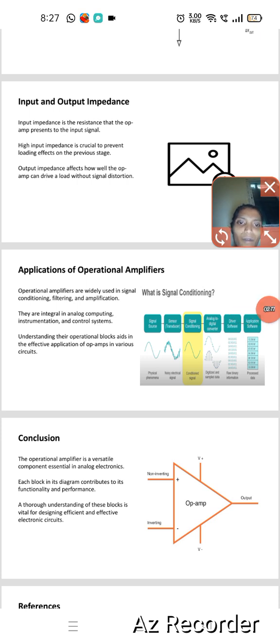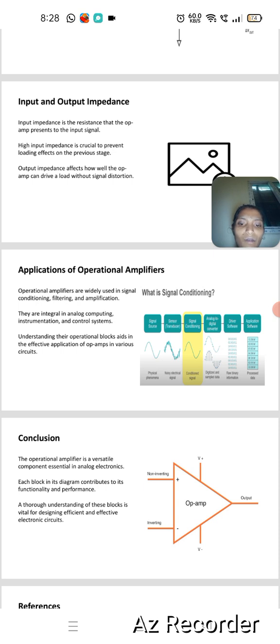Application of operational amplifier. Operational amplifiers are widely used in signal conditioning, filtering, and amplification. They are integral in analog computing, instrumentation, and control systems. Understanding their operational blocks aids in the effective application of op-amps in various circuits.